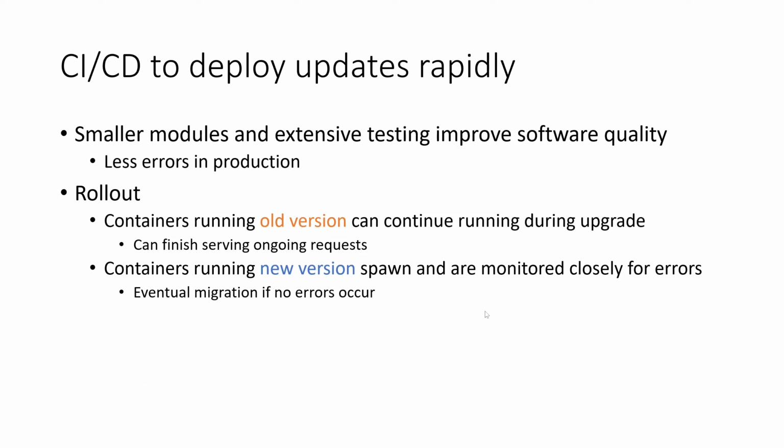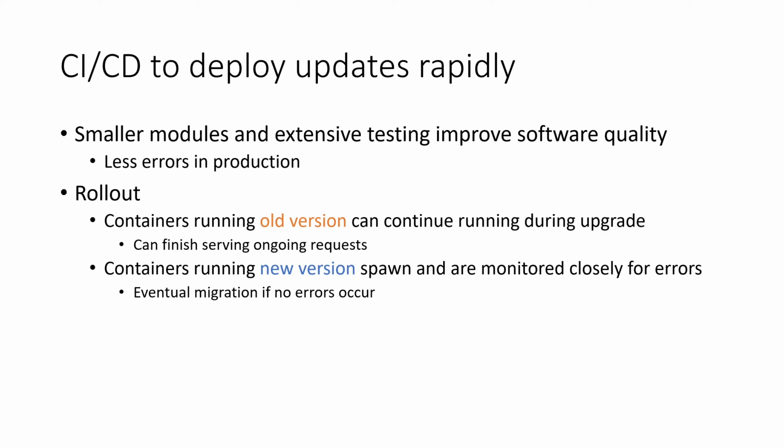First, we've talked about smaller modules and extensive testing improving software quality. This is one of the things that we use in DevOps, and it's on the CI side of things. This leads to fewer errors in production. The other thing we talked about when discussing orchestration is that we can roll out new releases incrementally. Containers running the old version don't need to be shut down during the upgrade. They can continue running and they can finish servicing ongoing requests.